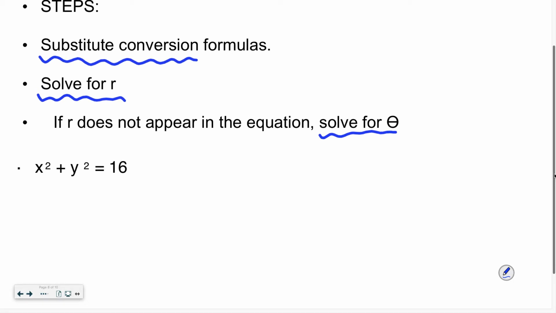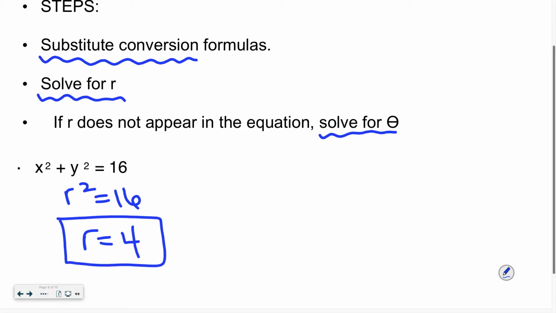Here's our first example. Start off slow. Give me a thumbs up right here if you think you know the answer to this problem. Okay, Kaya, what do you think it is? And how'd you get there? R squared would be 16. Okay, we know that x squared plus y squared is the same as r squared. So we have r equals 4. A circle with radius 4.